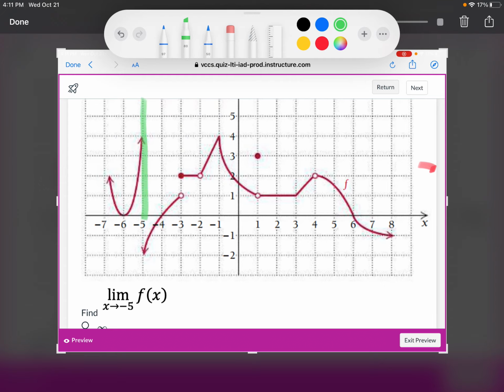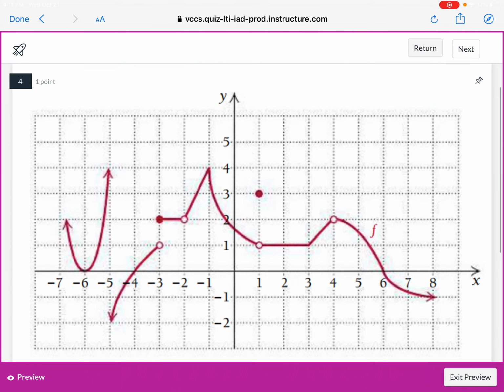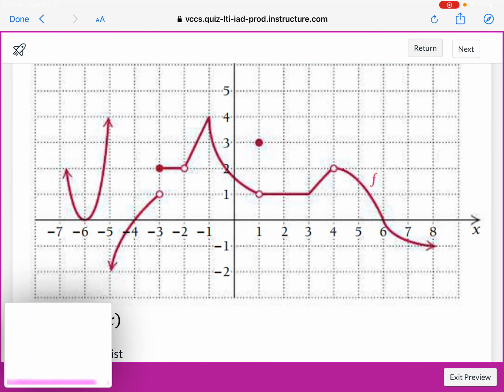So let's see. -5 is right here, guys. If I'm trying to approach that green line from the left, I'm going straight up. I'm going to positive infinity, right? But if I'm trying to approach that green line from the right, notice that I'm going down. I'm going to negative infinity. So guess what? Positive infinity does not equal negative infinity. And in this case, what should we say? We should say that the limit does not exist.